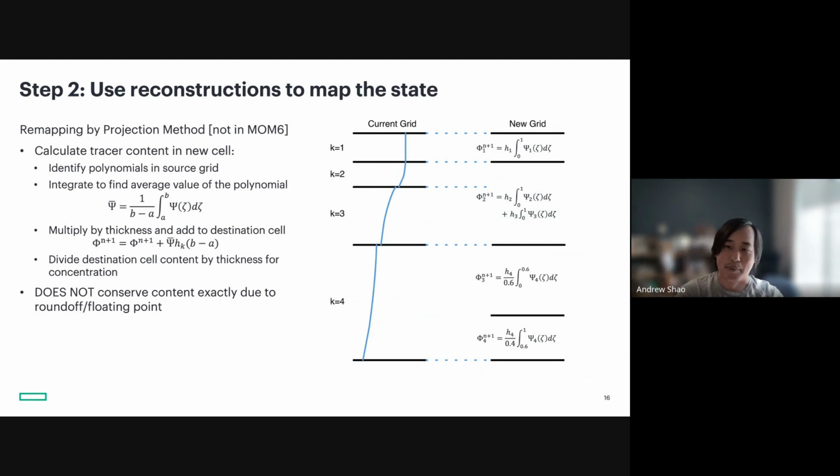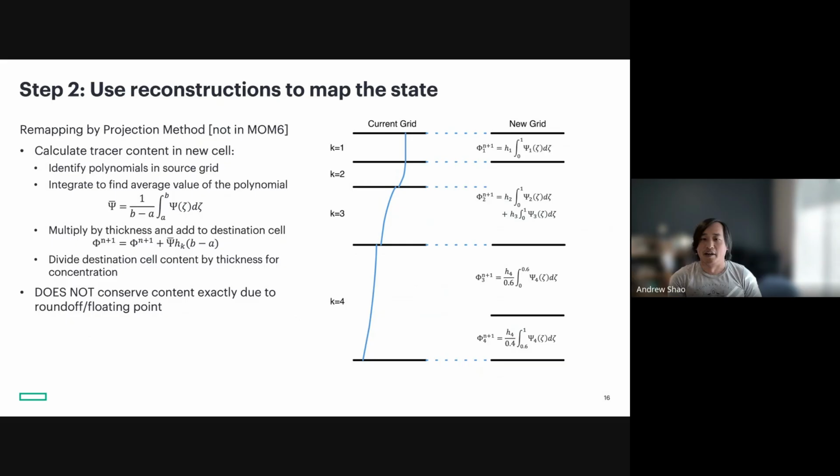Again, remember that our goal is to conserve the tracer content, not the tracer value. To evaluate the tracer content of the new cell, you first identify the polynomial in the source grid. So if you're looking at the k=1 layer here, this layer is exactly the same on the old grid and the new grid. It's a very trivial thing where we can just say, great, we've got one polynomial, we integrate across this polynomial and multiply it by the layer thickness to get the tracer content.